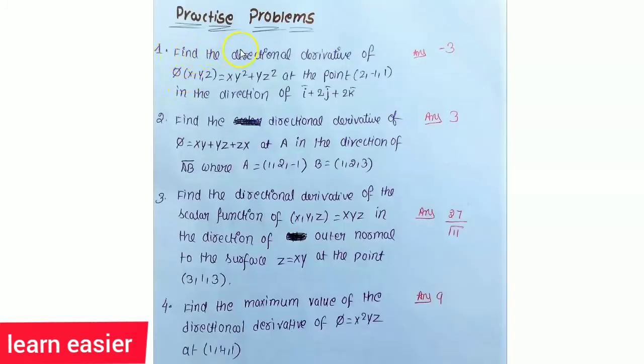So here are the practice problems. Test yourself by practicing these problems. Let's look at the first problem. Find the directional derivative of the function at the point (2, -1, 1) in the direction of the vector i bar plus 2j bar plus 2k bar.